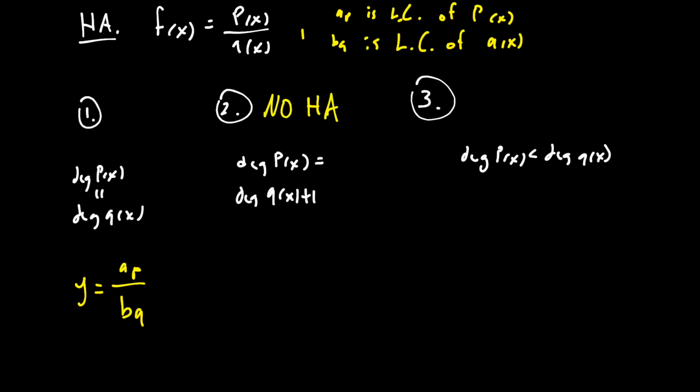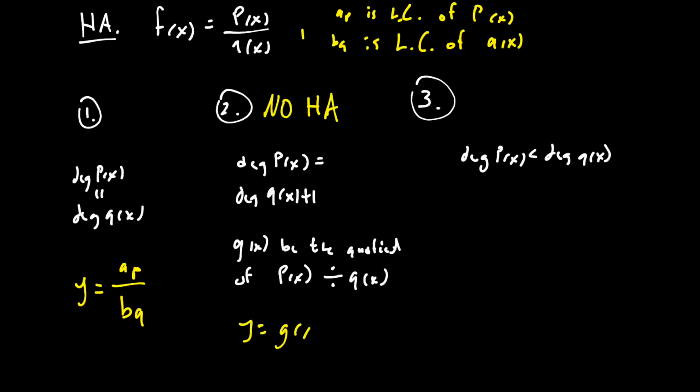Instead, we have a slant asymptote. So let g of x be the quotient of p of x divided by q of x, then our slant asymptote is given by y is equal to g of x. And finally, in case number 3, when the degree of p of x is less than the degree of q of x, we're given a horizontal asymptote at y is equal to 0.